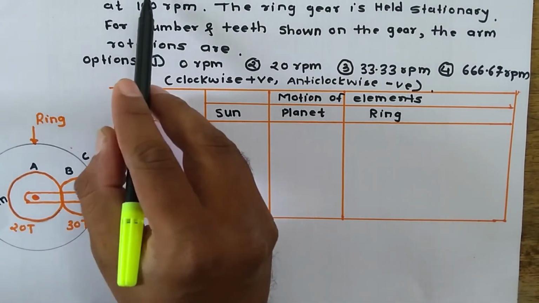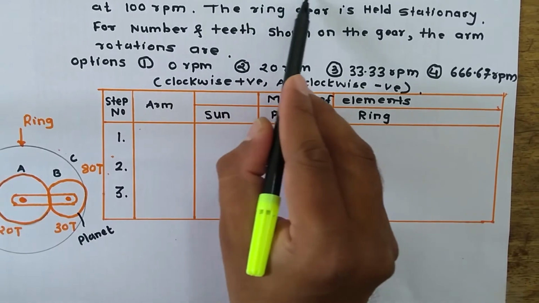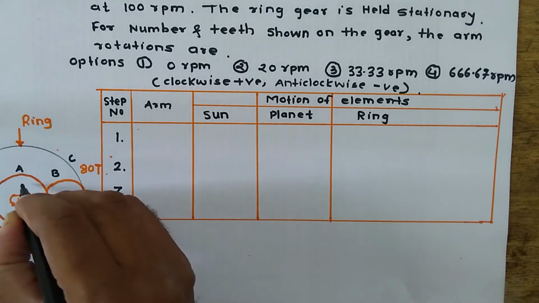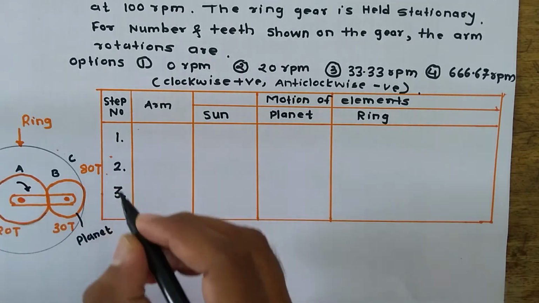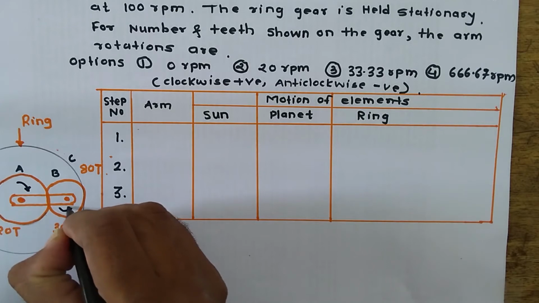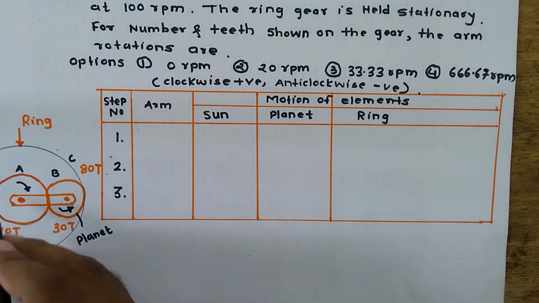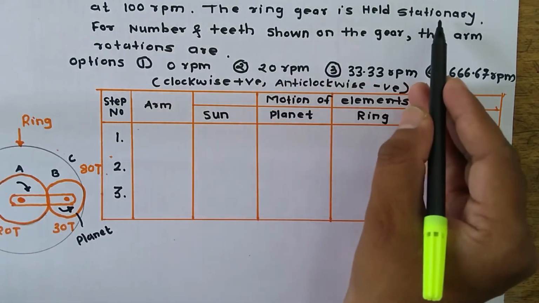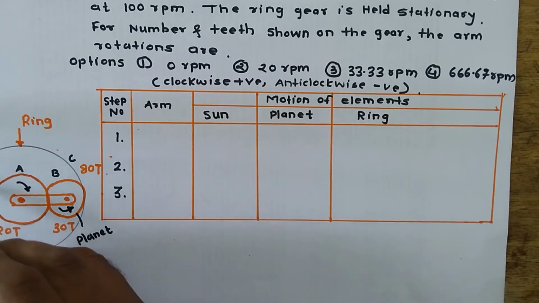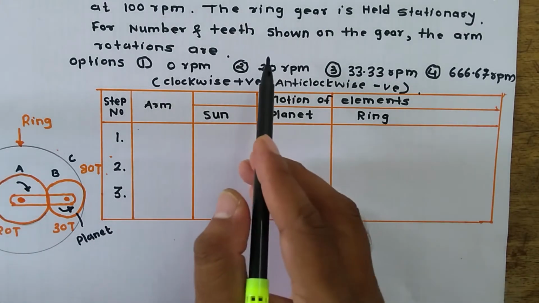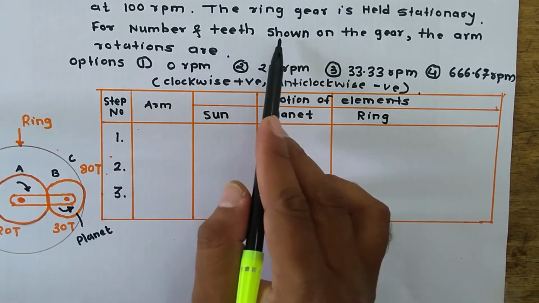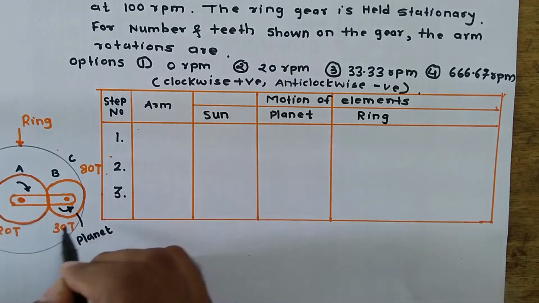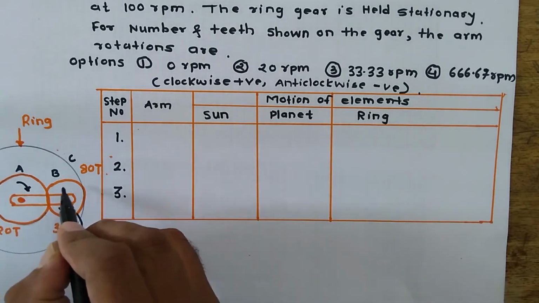As per the problem statement, the sun gear is driven in clockwise direction. If the sun gear is rotating clockwise, the planet gear will rotate anti-clockwise, because these two gears act as a simple gear train. The ring gear is held stationary. They have also given the number of teeth on the gears.